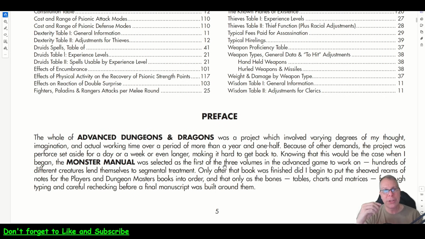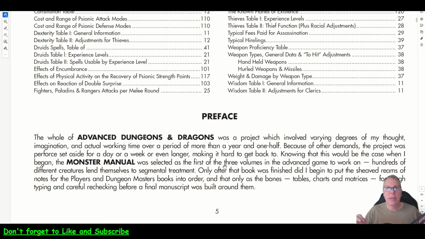I would imagine that it was like notes on a page, and he was probably starting to write it and put the rules in when the Player's Handbook came out. But we did not really have those tables. So what did players do in the meantime? All they had at that time was Dungeons and Dragons.